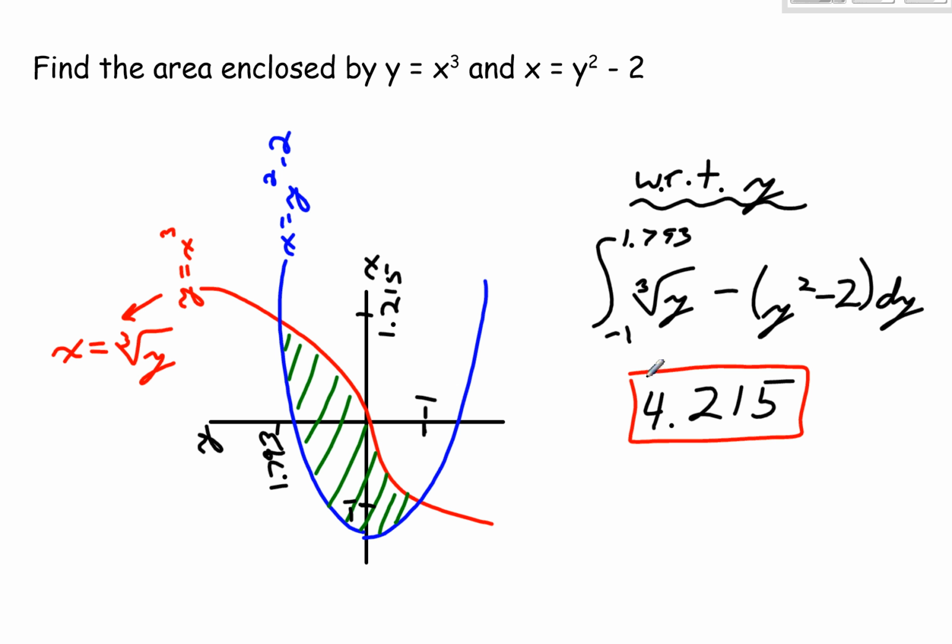And so, again, switching things to with respect to y is best when you're dealing with graphs that are not functions. If they are functions, it's not too bad to just leave it all in terms of x. But if it's not functions, it's usually easier to change to with respect to y.